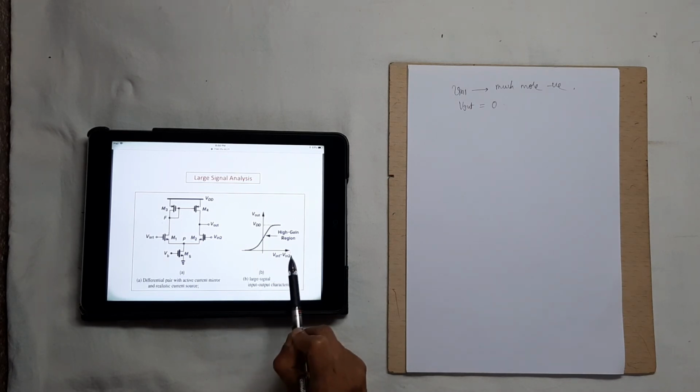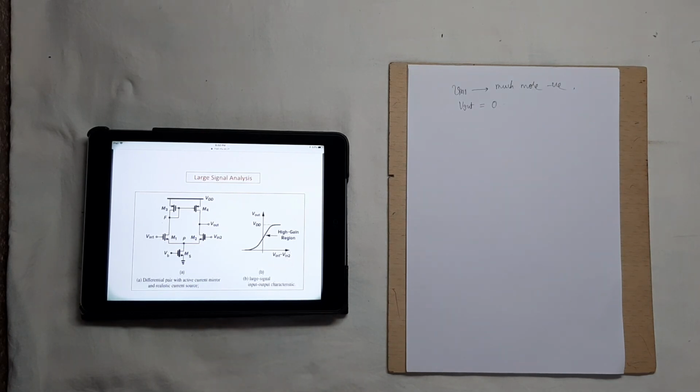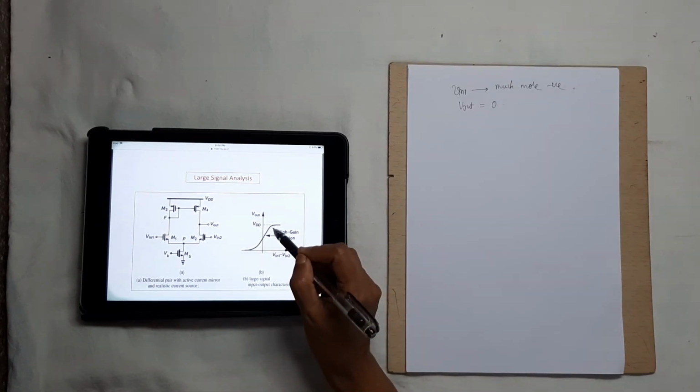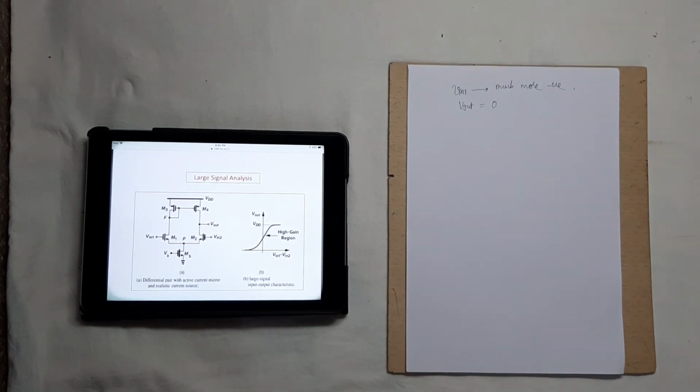See, look into this circuit where we have along y-axis the output voltage, along x-axis Vin1 minus Vin2, that is the difference of the input voltage. For lower Vin1 minus Vin2, we are getting the high gain region, that is till this particular point. After this point, we have the output voltage equal to VDD. Therefore, we can say that for a small difference between Vin1 and Vin2, both M2 and M4 transistors are saturated, providing the high gain.